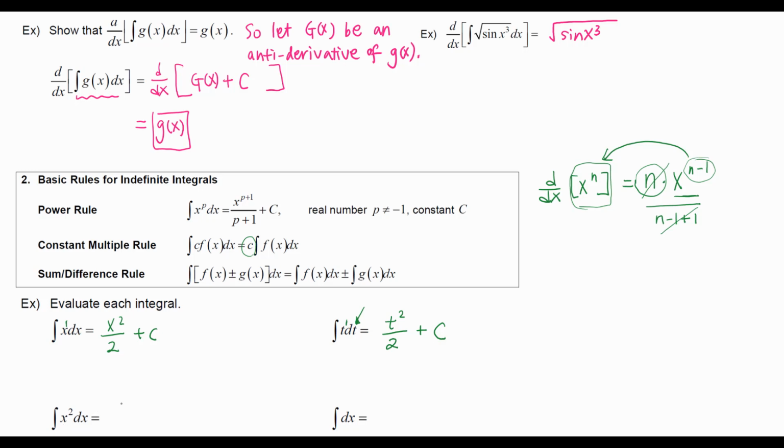That will be, I have to gain 1 power, so x to the third power divided by that number plus c. Integral of 1 dx. If you don't have anything, it's not 0. It is actually 1. What do you have to take the derivative of so you would get 1? Yes. If you take the derivative of x, you get 1. But again, it's not just x. x plus any number, you take the derivative, you will get 1. So it will be x plus c.